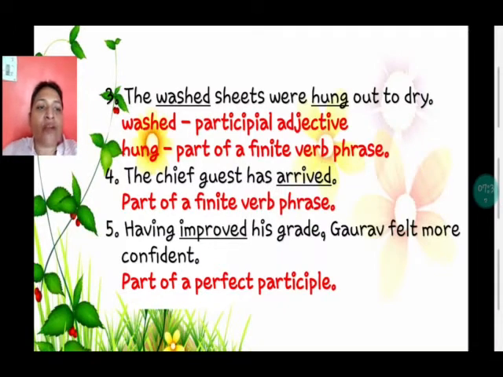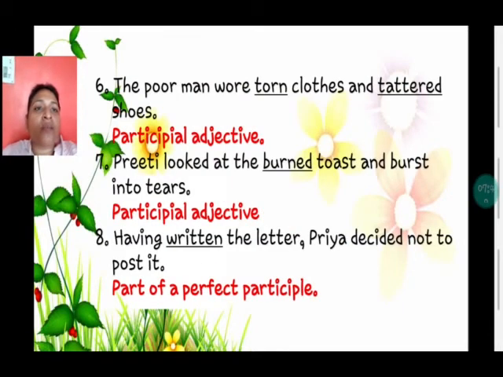Having improved his grade, Gaurav felt more confident. Now, improved is part of a perfect participle. The poor man wore torn clothes and tattered shoes. Torn and tattered both are describing the words clothes and shoes, so it is a participial adjective. Preeti looked at the burnt toast and burst into tears. Again, burnt is describing the toast, so it is a participial adjective. Having written the letter, Priya decided not to post. Now, written here is part of a perfect participle.